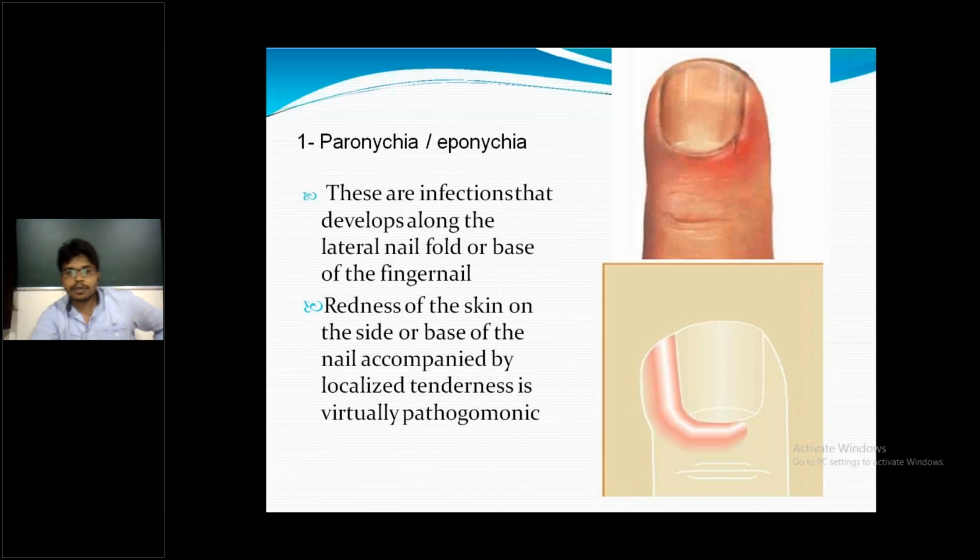Paronychia. As I have said, this is one of the commonest infections we come across. Paronychia or eponychia are infections that develop along the lateral nail fold or base of the fingernail. Maybe you have heard the name. In the lower diagram, the infective site is clearly demarcated: the lateral nail bed or base of the fingernail. Redness of the skin on the side or base of the nail accompanied by localized tenderness is virtually pathognomonic.